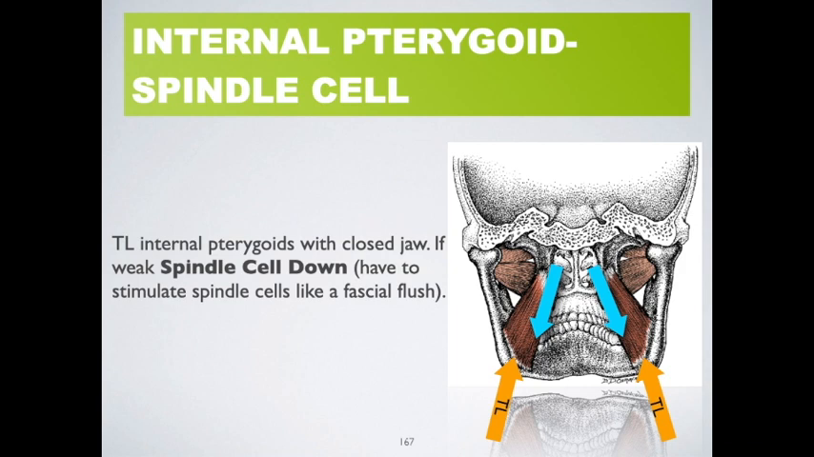If you look at internal pterygoid, spindle cell down, that's a little tough. Usually you kind of have to just fascial flush it the same way. You just get in and try to disrupt the goop that's maybe interfering with the proprioceptive function.